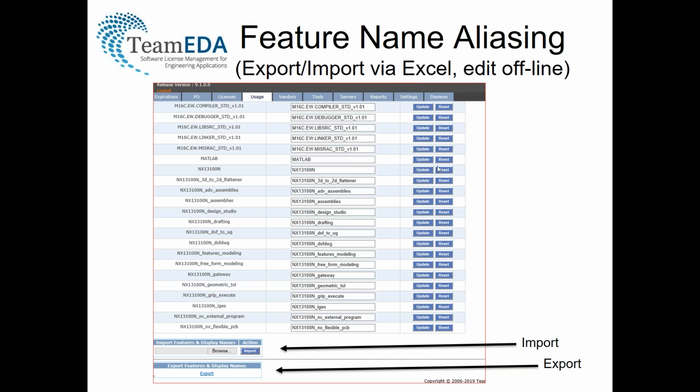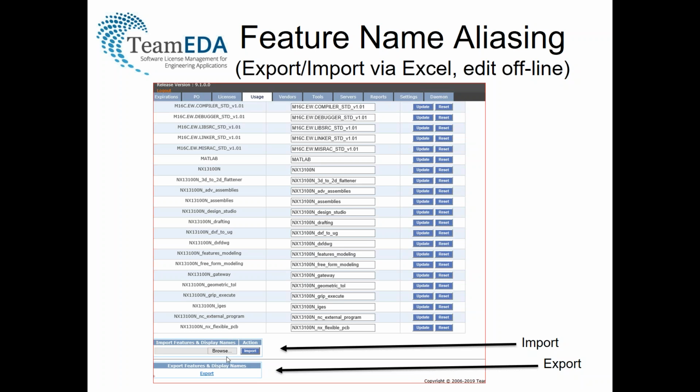Feature name aliasing, this is there now. These are the feature names given by the vendor, and as you may or may not know, you can change those to something more user-friendly now, but you've got to search for it, find it, change it over here, click update, and then it'll start reporting using the user-friendly feature name.